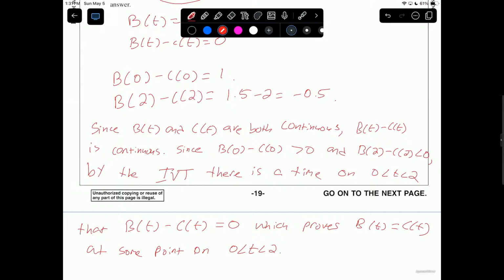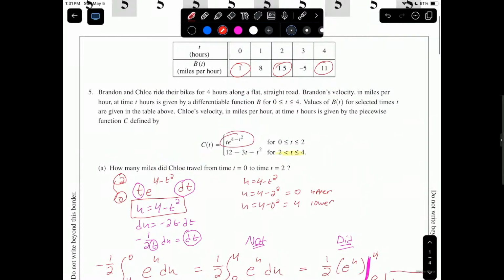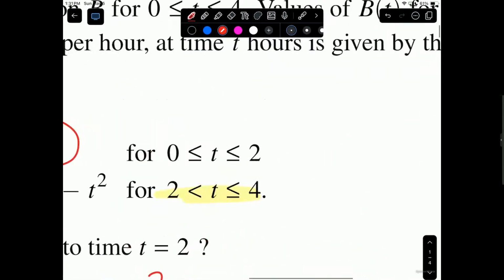Will this be saved and uploaded? Yes, it will be saved and uploaded immediately after the conclusion. How do you know which part of the piece to use for c of 2? I'm just using the function value, Genevieve. It's only defined at the top piece for 2. So I only use that.